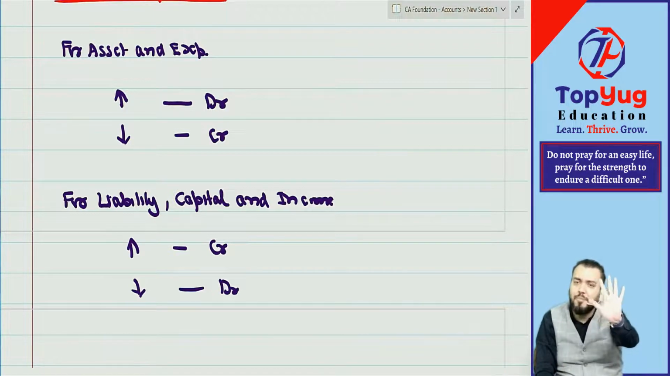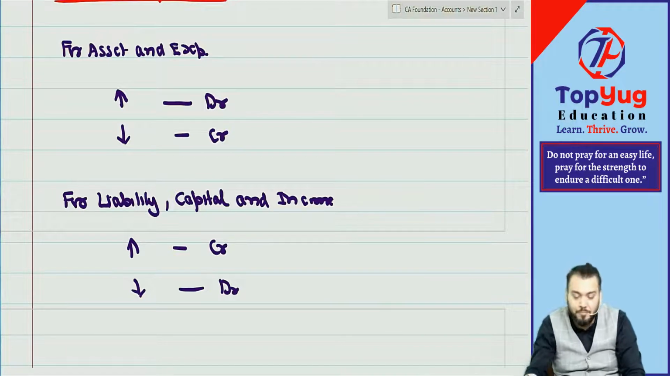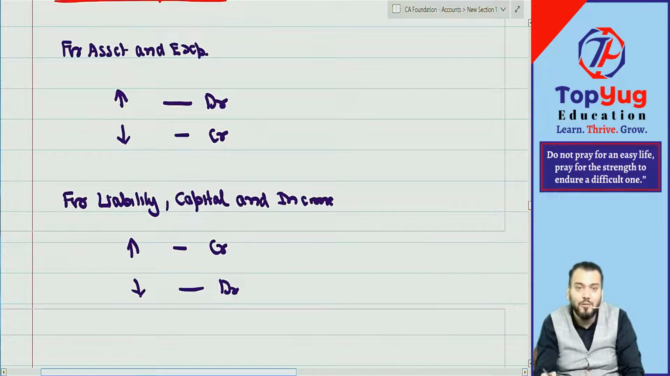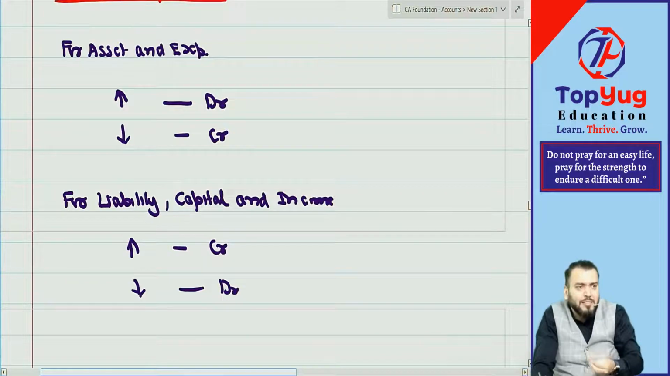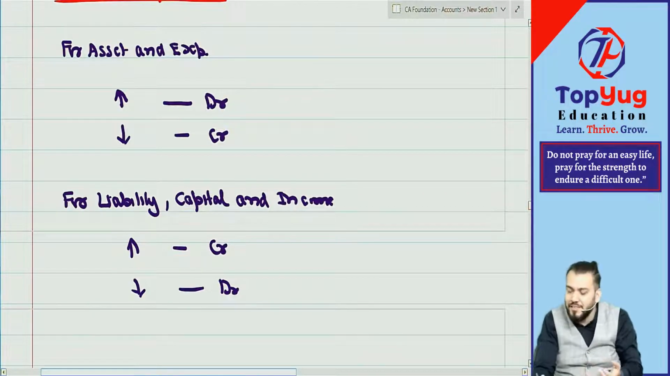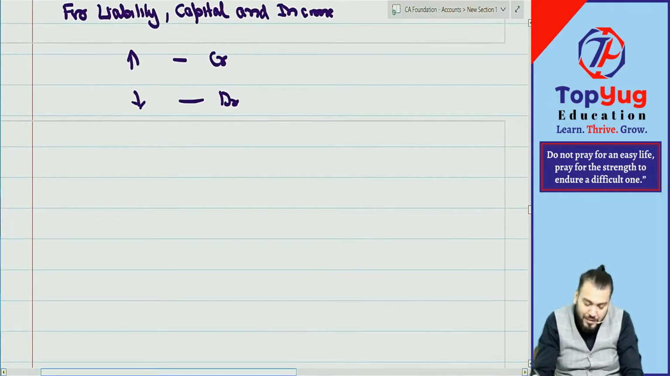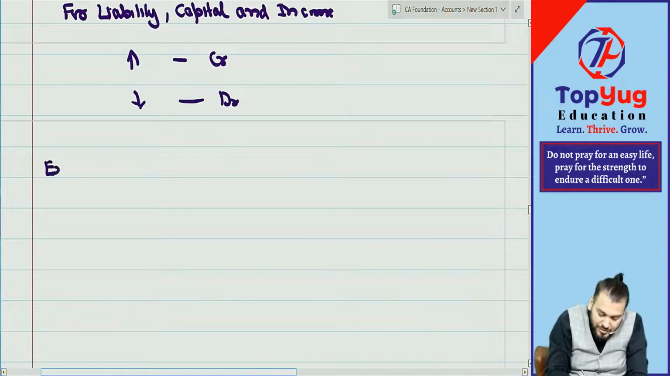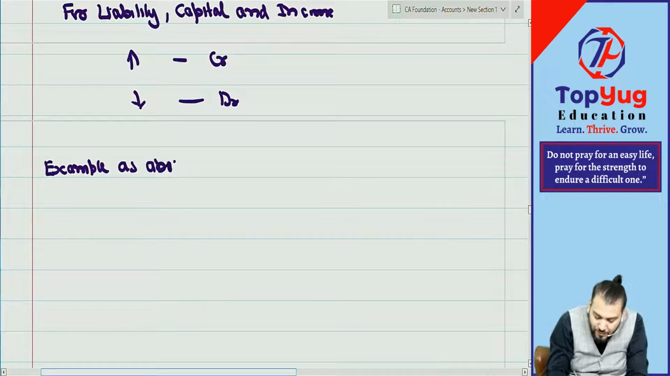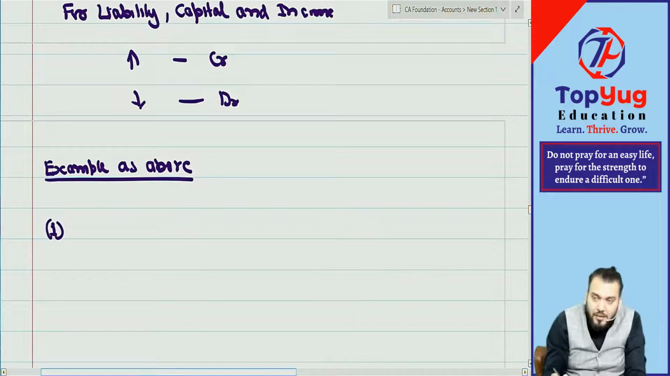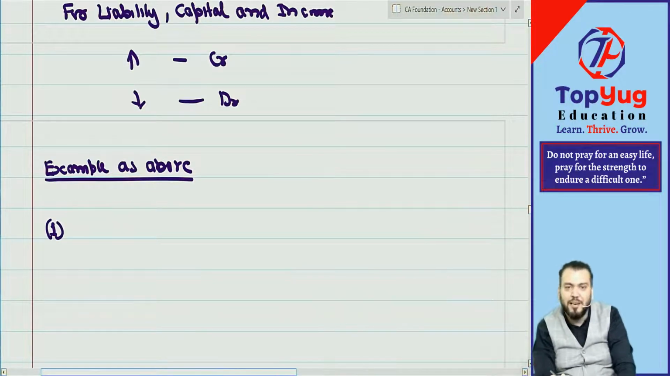So how many examples have we taken? 5 examples. Let us do those 5 examples once again by applying modern rules. Let us understand whether it becomes easy or not. ठीक है ना? So let us apply the rules in the same examples. I'm not writing them once again. But what was the first example? Ram commenced business by introducing cash.